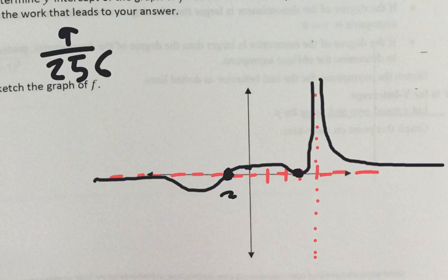Rough sketch. Is this exactly what the graph's going to look like? No, but I found key characteristics, and I know the key characteristics are correct. But I don't know what it does right here, really, or right here, really. I'm just guessing.